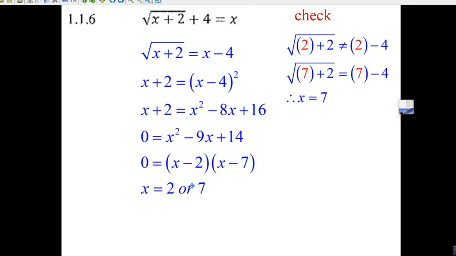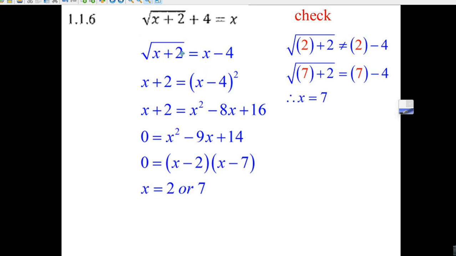Okay, now we're going to try this third equation, and there are just steps you have to learn, especially the first step where you have to isolate the square root, get the square root by itself. And it's so easy, just take away 4. There you go. There it is by itself.